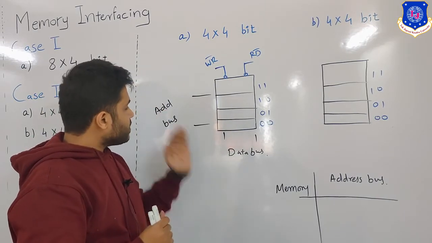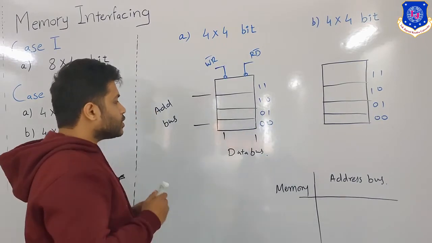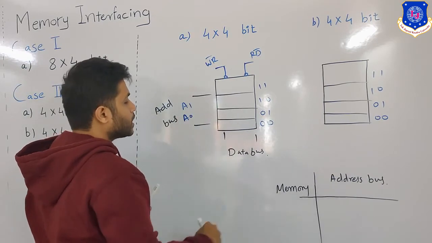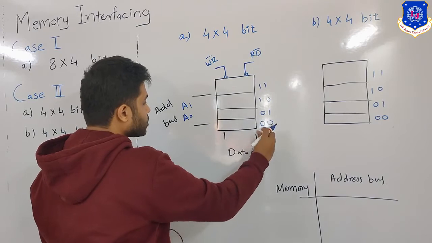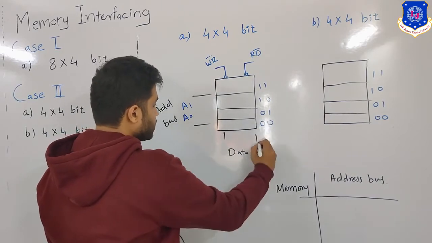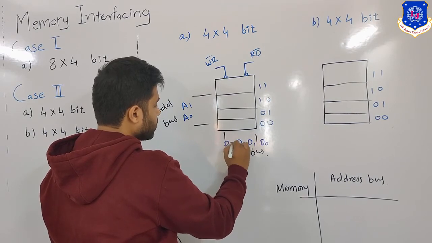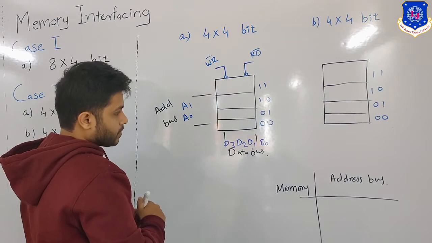Now, can you tell me what will be the length of the address bus? Right now, the length of one location's address is 2 bits, so the address bus is A0 and A1, only 2 bits. What will be the length of the data bus? One location can store 4 bits of data, so the data bus is D0, D1, D2 and D3. That is a total of 4 bits.